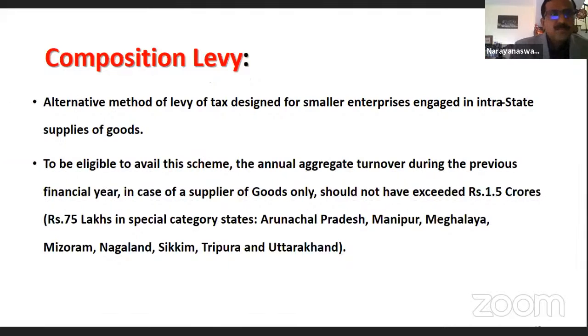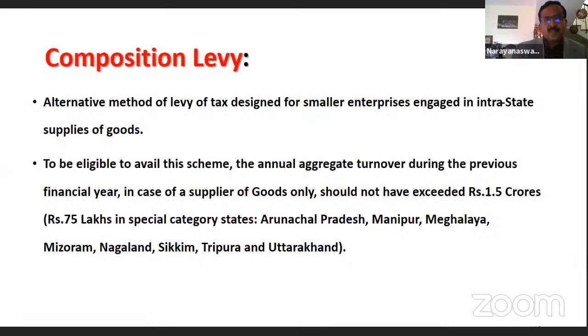And there is another concept called composition levy. Composition levy is nothing but this: up to a certain amount, even though they have crossed that 20 lakh or 40 lakh, they may still have difficulties in following certain procedures of filing the returns, accounting, and all those things. So to facilitate these units, a scheme called composition levy has been introduced.